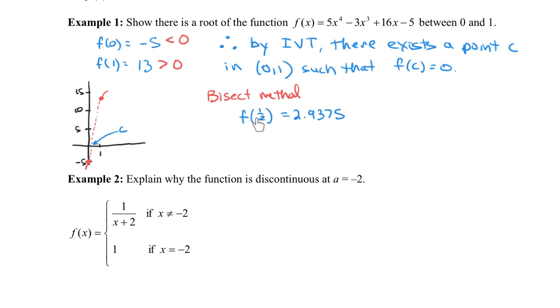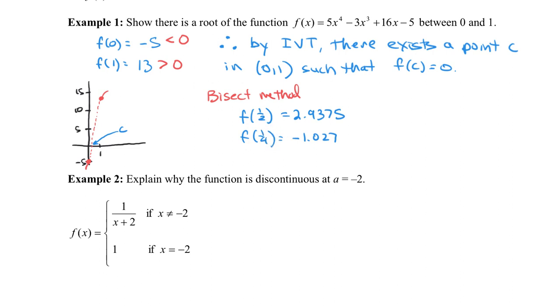So again, I go halfway. You always use the halfway, so halfway between 0 and 1/2 is 1/4. So f of 1/4 is equal to negative 1.027. So now we've got a negative here, and I know the root is somewhere between 1/4 and 1/2. So I go halfway in between there.